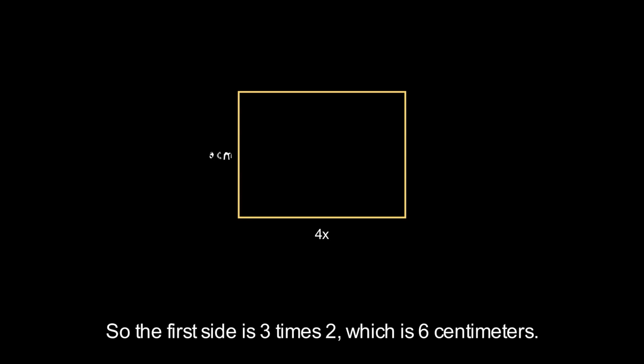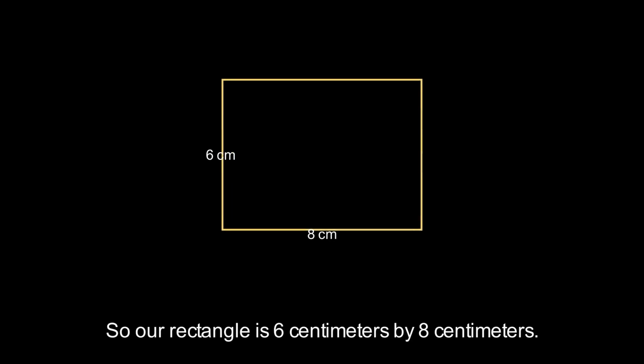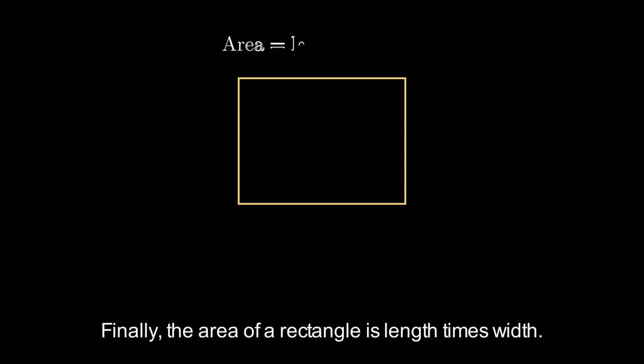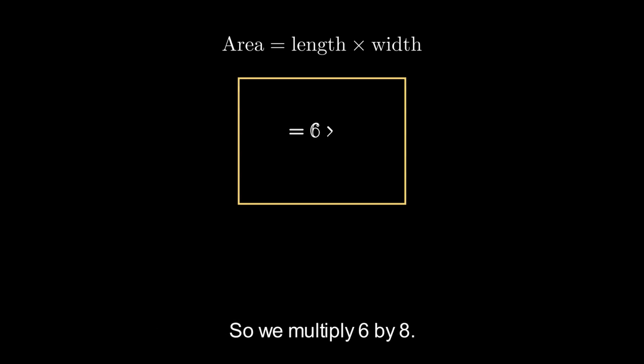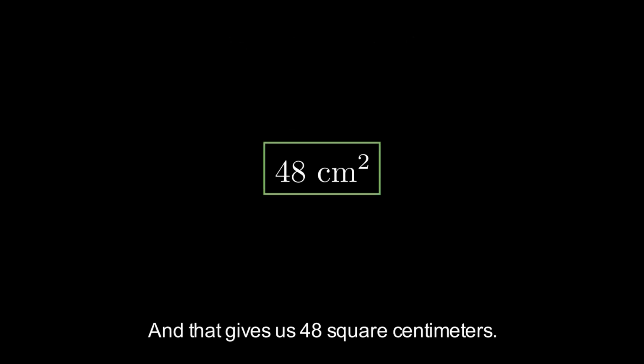So the first side is 3 times 2, which is 6 centimeters, and the second side is 4 times 2, which is 8 centimeters. So our rectangle is 6 centimeters by 8 centimeters. Finally, the area of a rectangle is length times width. So we multiply 6 by 8 and that gives us 48 square centimeters.